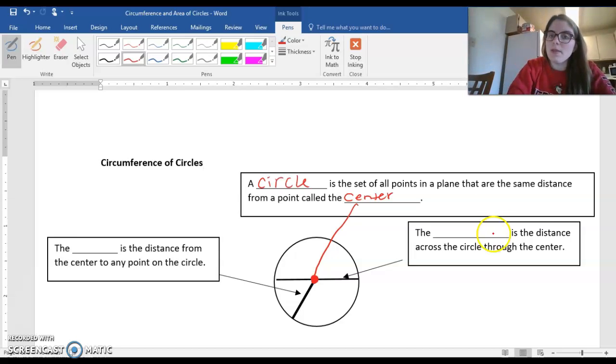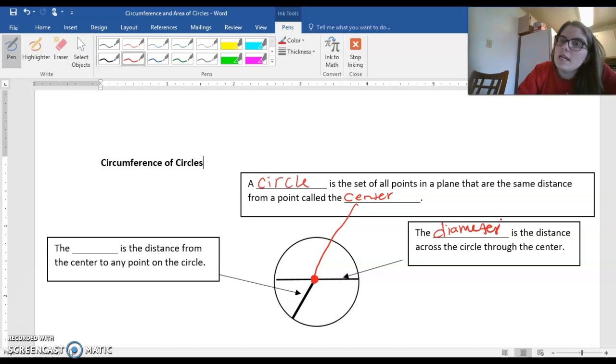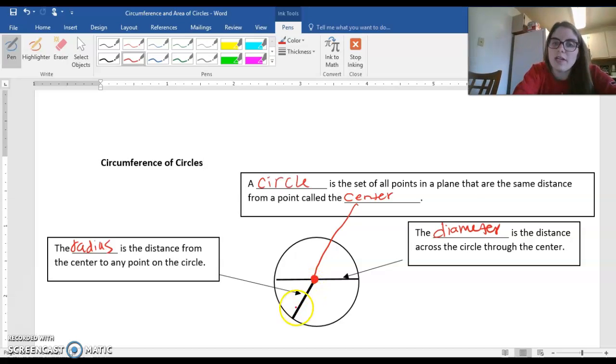Okay, so the blank is the distance across the circle through the center. So the diameter. So if I had the circle and I could draw a line across the circle, that would be the diameter. It's all the way through. And then the radius is the distance from the center to any point on the circle. So if you notice, it's only halfway. So that's the center. The diameter is all the way through, and then the radius is just halfway.